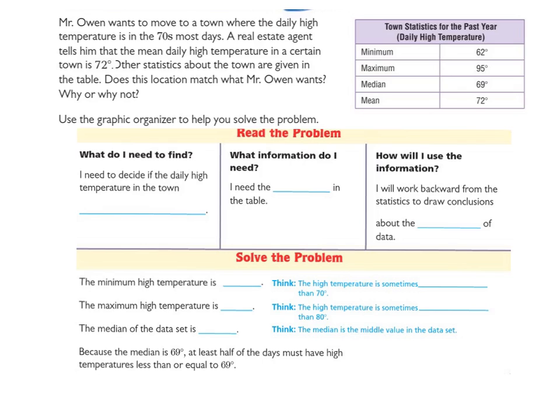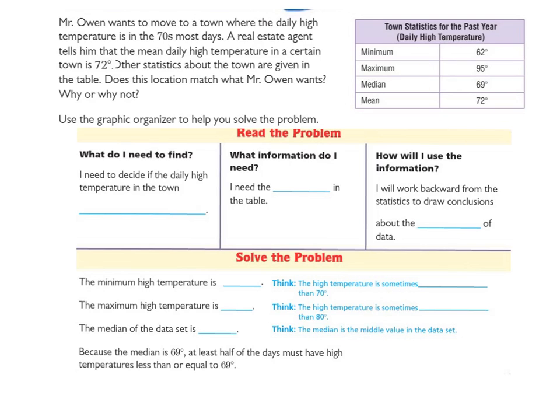He wants to live in a town where the daily high temperature is in the 70s most days. So pretty good temperature. But in the high 70s, right? So you want to make sure it's the high 70s. A real estate agent tells him that the daily high temperature in a certain town is 72 degrees. That's the average. Other statistics about the town are given in the table. Does this location match what Mr. Owen wants? Why or why not?